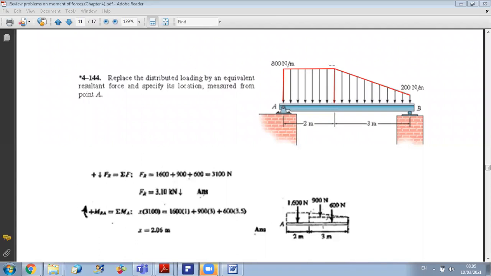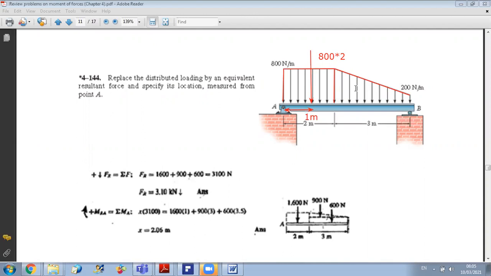So I have here a resultant force replacing the distributed load equal, in magnitude, to the area of the rectangle, which is 800 times 2. So the force here is 800 times 2. And the point of application should pass by the centroid of the rectangle. So it will be just at the middle, at 1 meter from A. So the distance from here is 1 meter.